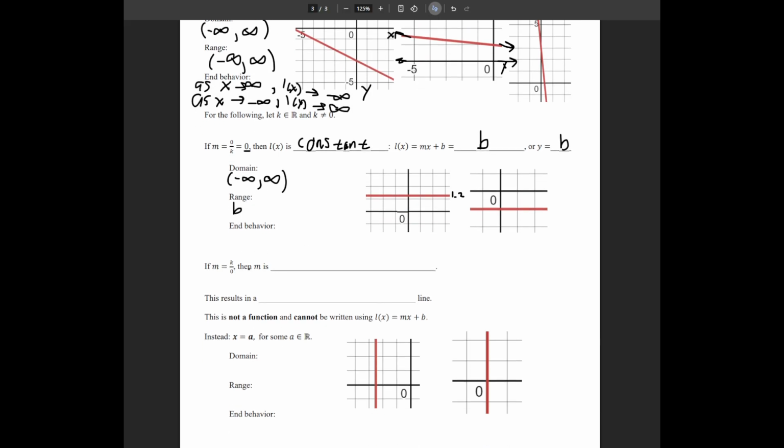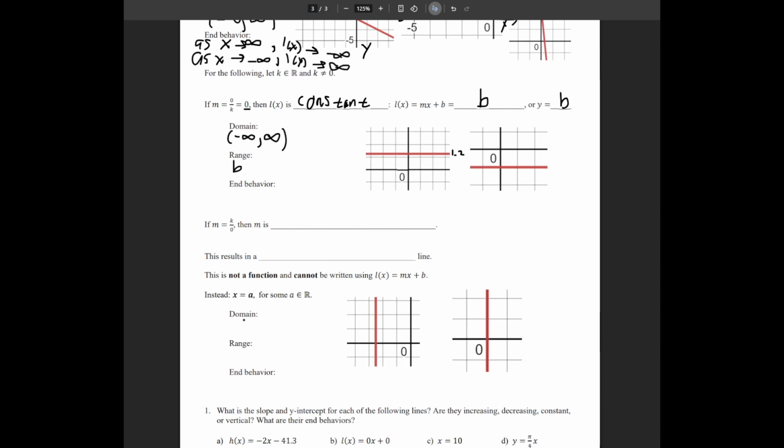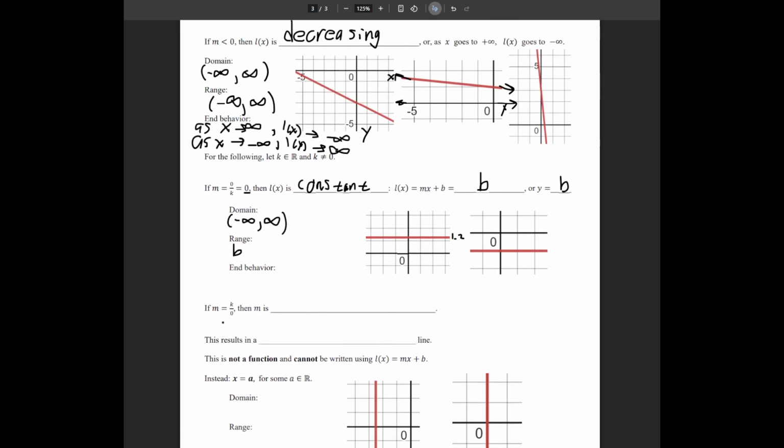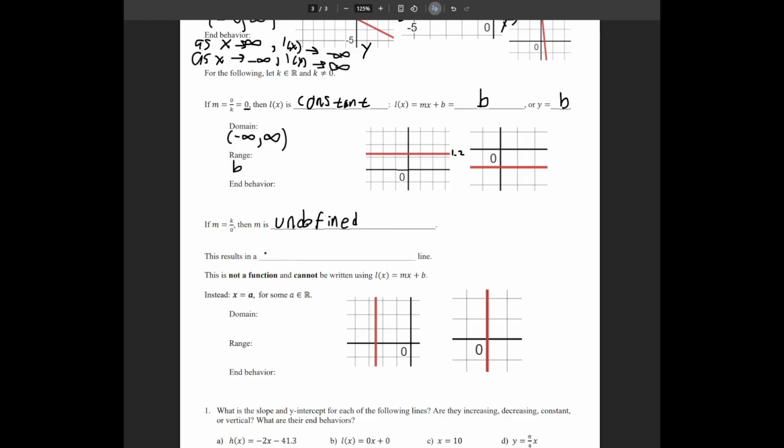If m is k over 0, this is actually not a function. I guess we can technically graph it and consider it a line. It changes the domain. Let's actually go over this. So m equals k over 0, so you're dividing by 0. M is undefined. We don't have a slope. Sometimes, depending on your course, people will say it's infinite, but in this course, we'll say it's undefined. This results in a vertical line.